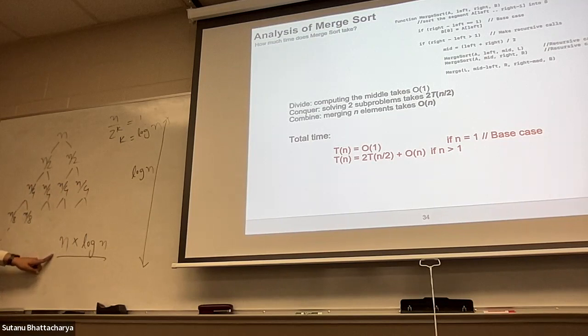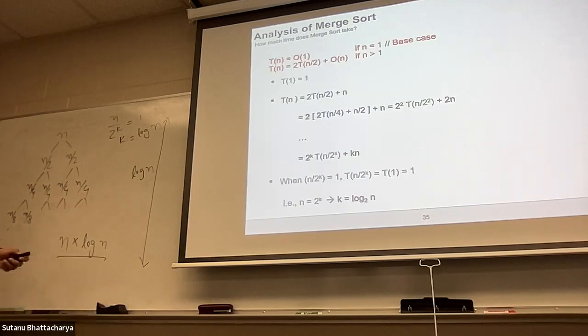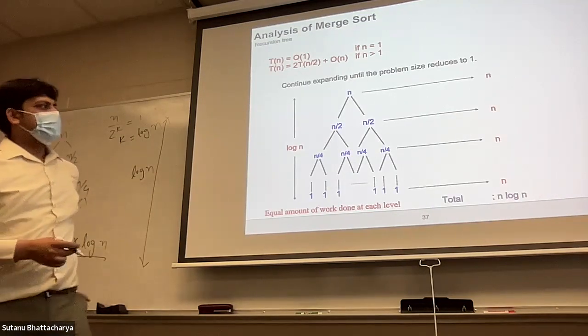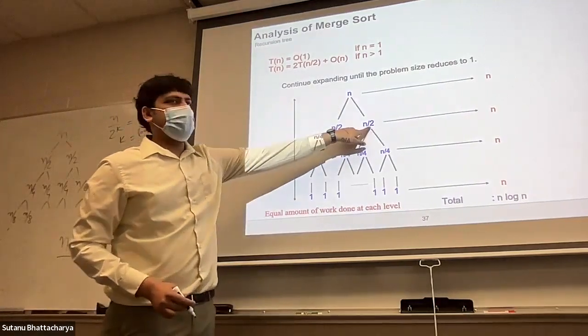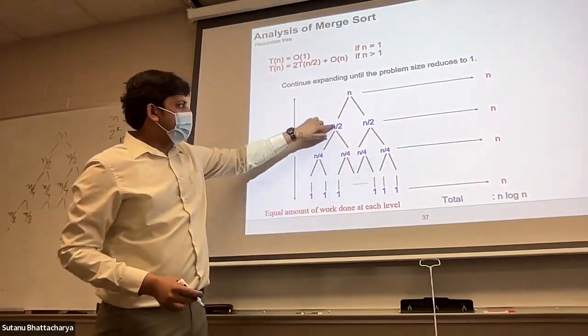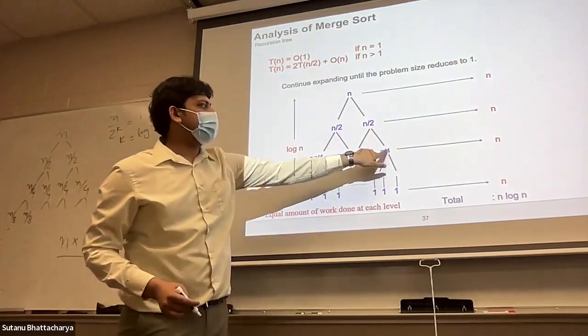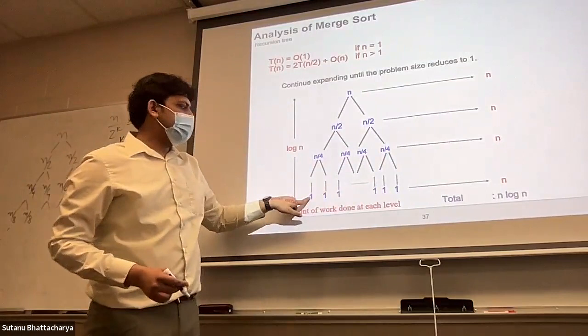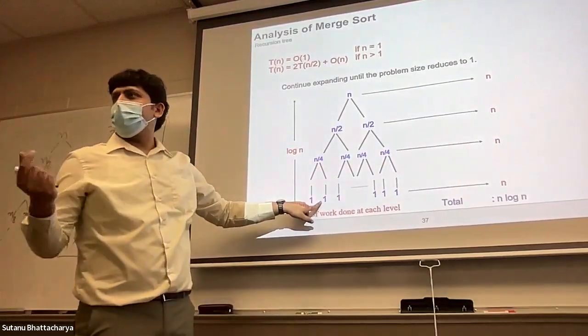Clear? Is it clear to you how to derive the time complexity? So in the next slide, I think. Yeah, this is the slide. So n becomes 2 subproblems of size n by 2. Then it becomes 4 subproblems of size n by 4, up to the point when every subproblem has size 1.